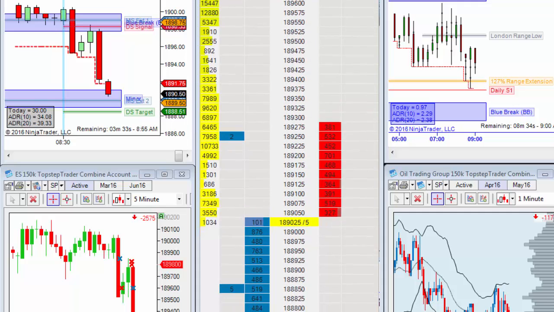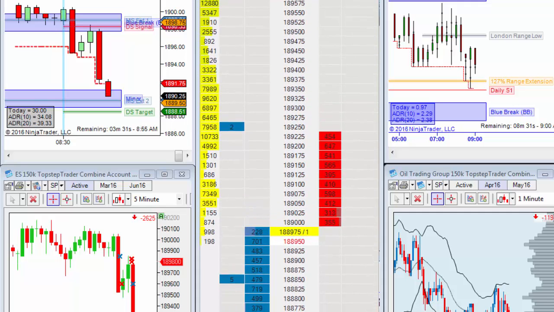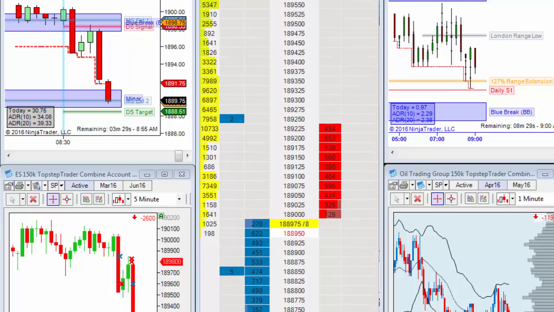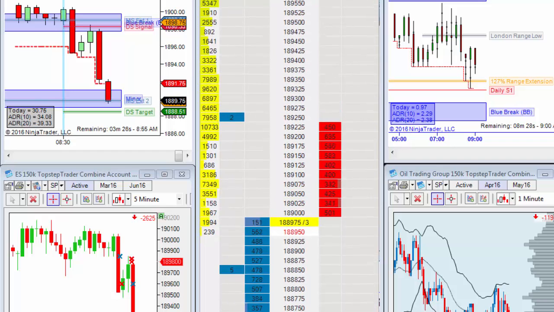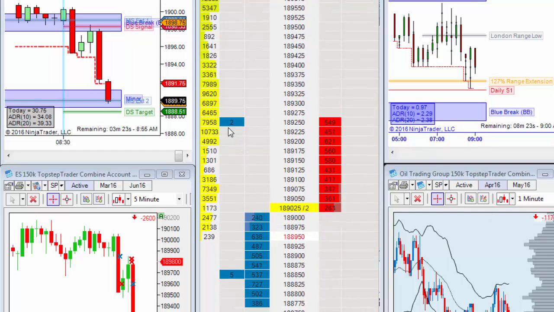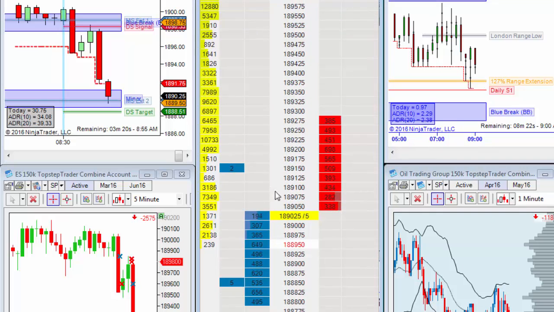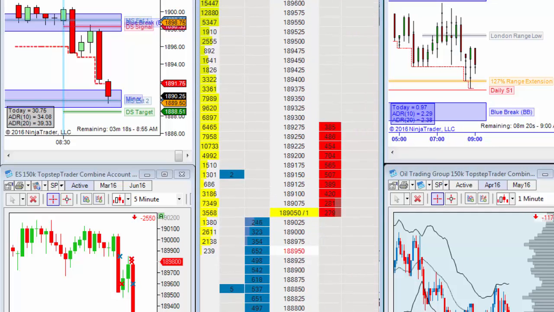Let's see if we can get down into it. There's your 1890. Bring it down. Trail stop now to 92. 91 and a half on the trail stop. There's 89 and a half. I'm going to flip and get long at 1888 and a half.